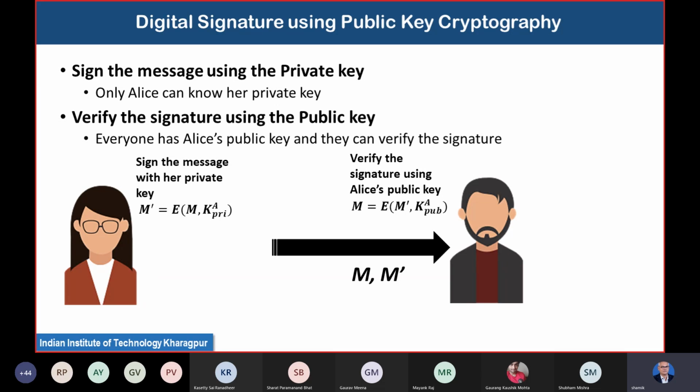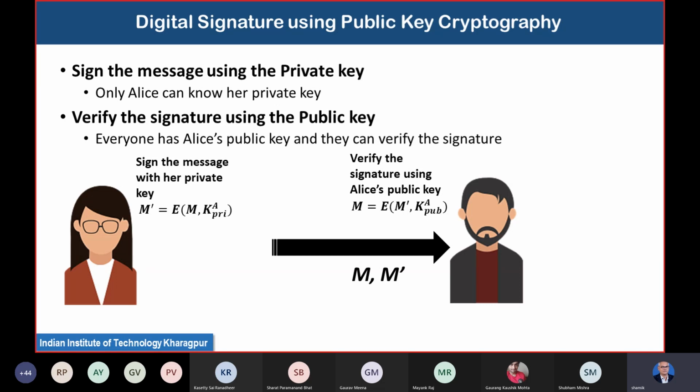So Alice would sign the message with her private key. If this is the message M, signing the message is simply encrypting the message with K private of Alice, and we get M prime. Then both M and M prime are transferred. So M is the message in plain text, hello world, is transferred, and M prime, which is that message encrypted with the private key of Alice, is also transferred.